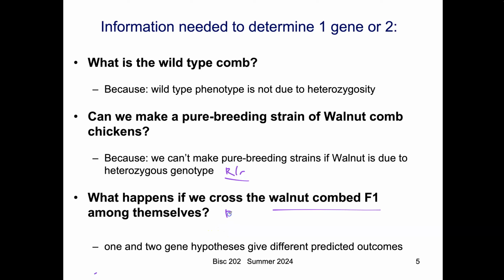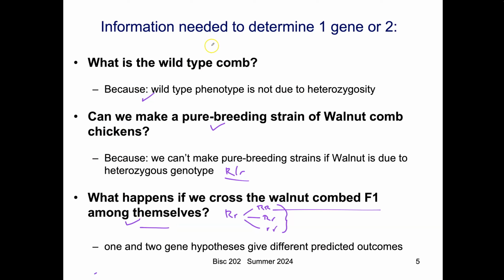If they were heterozygous, what would you expect to see? You'd expect to see some with the, whatever that first one was, the rose comb, and some with the walnut, and some with the pea comb. And you should say how many you would expect to see for each of these. But if we're talking about two genes, if this was wild type, that would make sense for two genes. And if it's two genes, we could make a pure breeding strain of it. And if we cross the walnut comb F1 among themselves, we won't get this 1 to 2 to 1 kind of ratio. We'll get a different ratio.